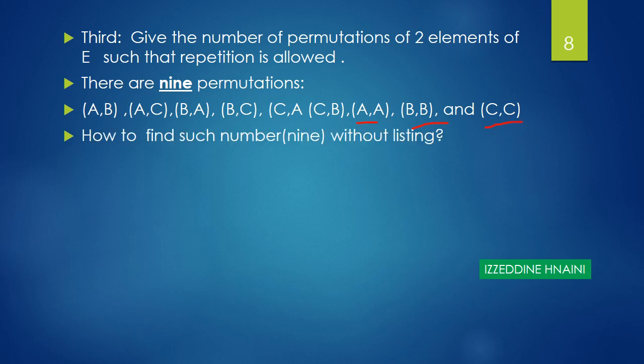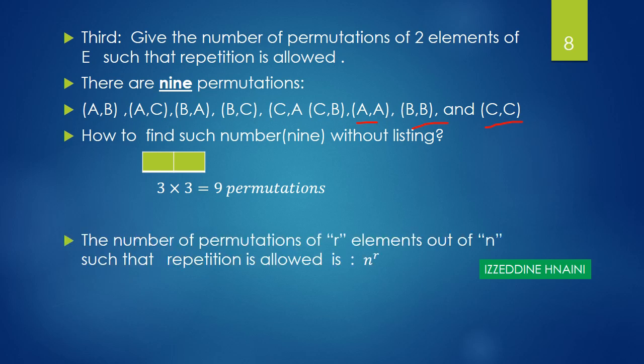How do we know this number, that is the number 9, without listing? We put a box of 2 letters, 2 boxes. The first letter may be A, B, or C, and the second letter may be A, B, or C, because we have repetition. So we get 3 times 3 equals 9 permutations.